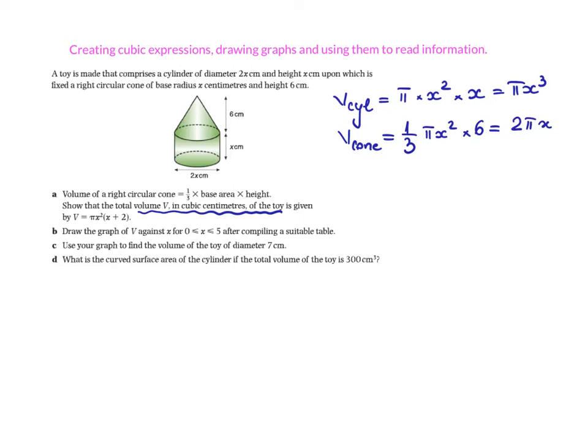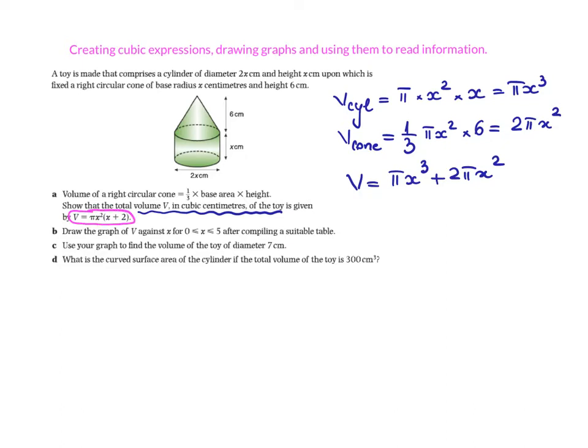Oops, I have made a mistake. 2 pi x squared. Meaning that the total volume is pi x cubed plus 2 pi x squared. I keep an eye on the answer given.